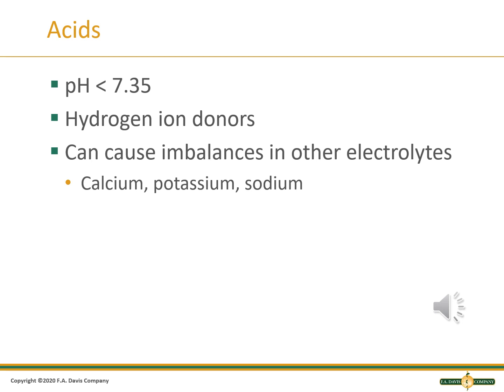Because hydrogen ions are positively charged, hydrogen ion excess in the blood causes imbalances in other electrolytes such as calcium, potassium, and sodium. These imbalances can lead to disorders of the cardiac, central nervous, neuromuscular, and respiratory systems.